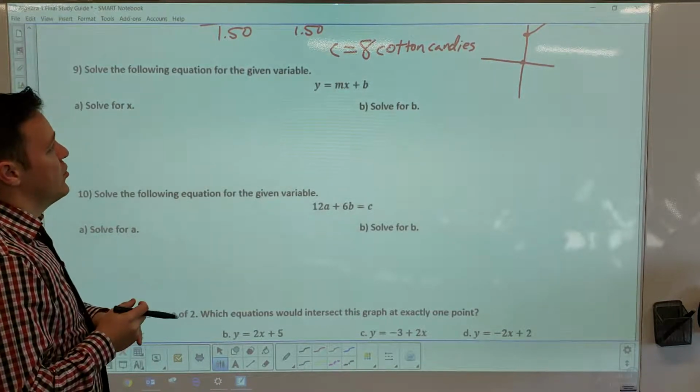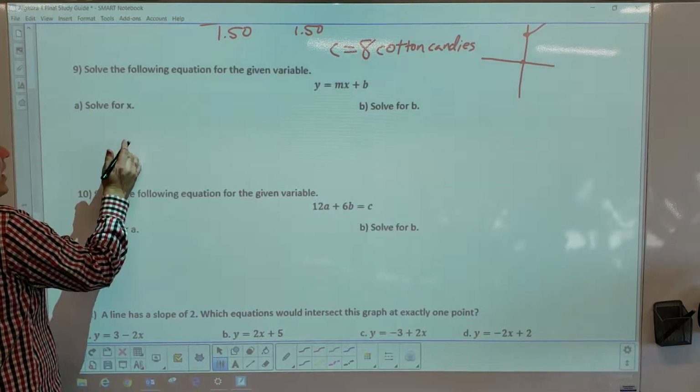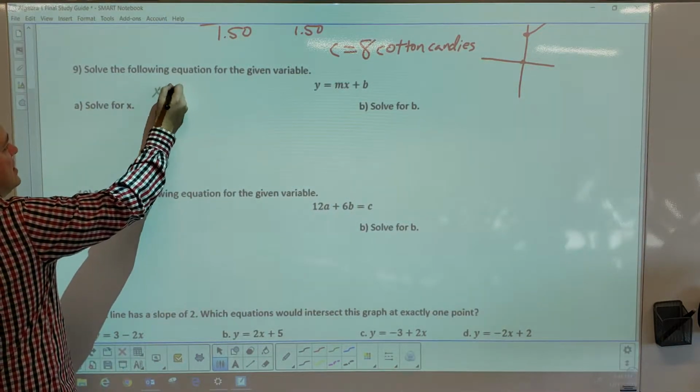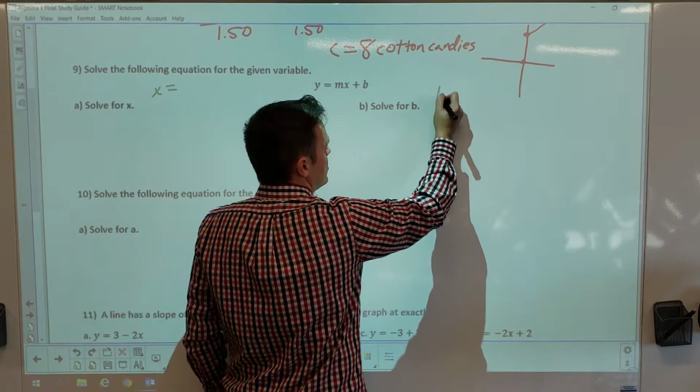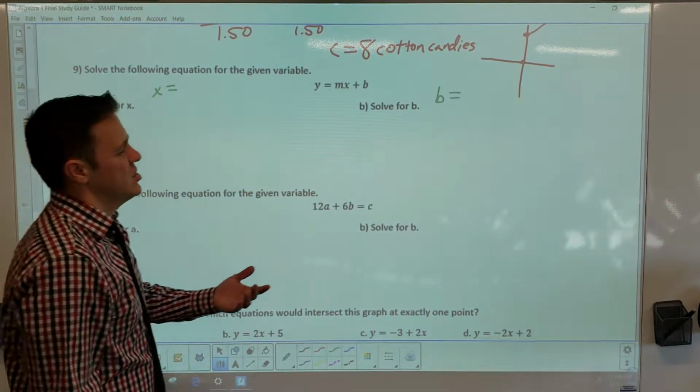Solve the following equation for a given variable. What we're going to do, ladies and gentlemen, is solve for x. So we're shooting for an x equals. Solve for b. Shooting for b equals. So let's start with the b. All right, that seems a little easier.